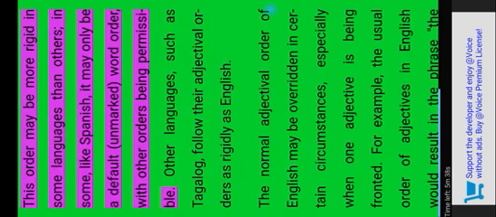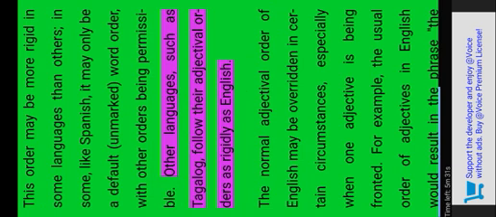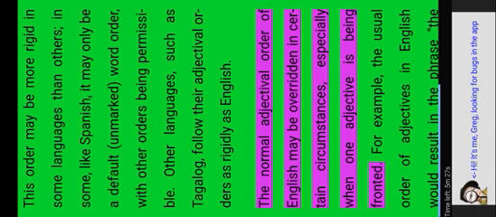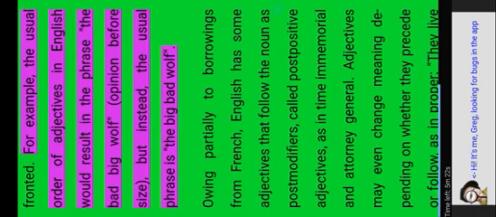This order may be more rigid in some languages than others. In some, like Spanish, it may only be a default unmarked word order, with other orders being permissible. Other languages, such as Tagalog, follow their adjectival orders as rigidly as English. The normal adjectival order of English may be overridden in certain circumstances, especially when one adjective is being fronted. For example, the usual order of adjectives in English would result in the phrase, the bad big wolf, opinion before size, but instead, the usual phrase is, the big bad wolf.